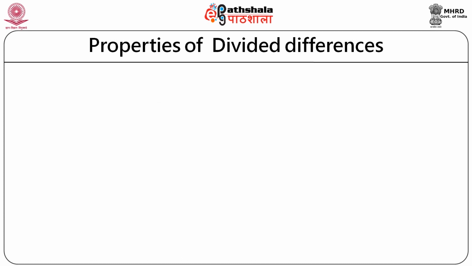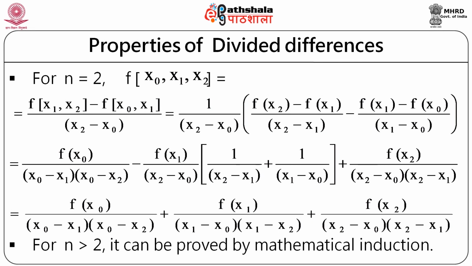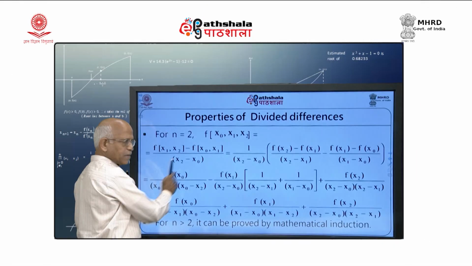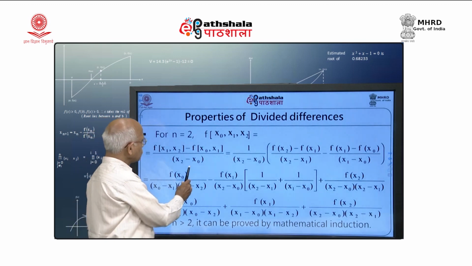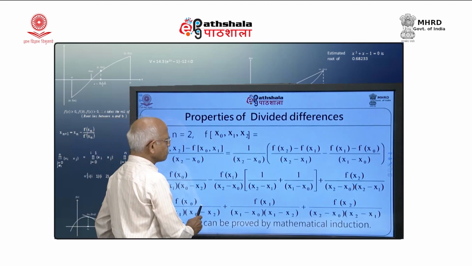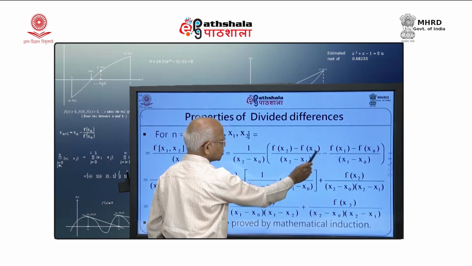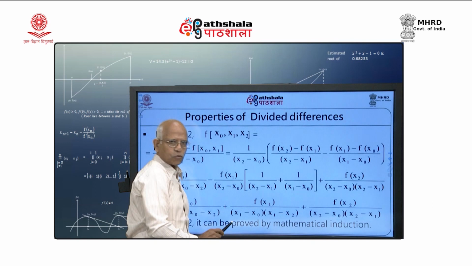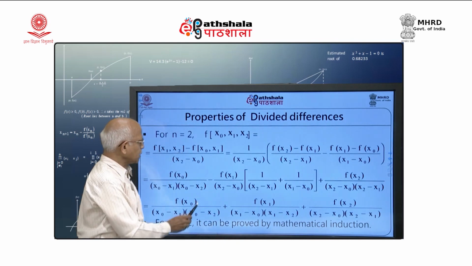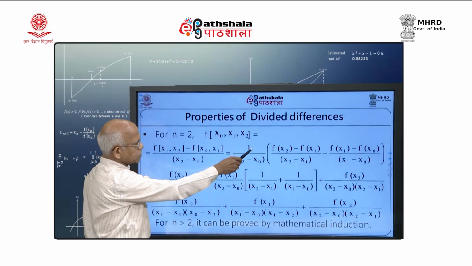Similarly, I can do it for n equal to 2. If I want to do it for n equal to 2, I will be getting this divided difference x 0 x 1 x 2, and by definition I will get it as f x 1 x 2 minus f x 0 x 1 divided by x 2 minus x 0. Then if I take out x 2 minus x 0 common and write the values, that will be f x 2 minus f x 1 upon x 2 minus x 1, minus f x 1 minus f x 0 upon x 1 minus x 0, and then you separate out f x 0 and all that.